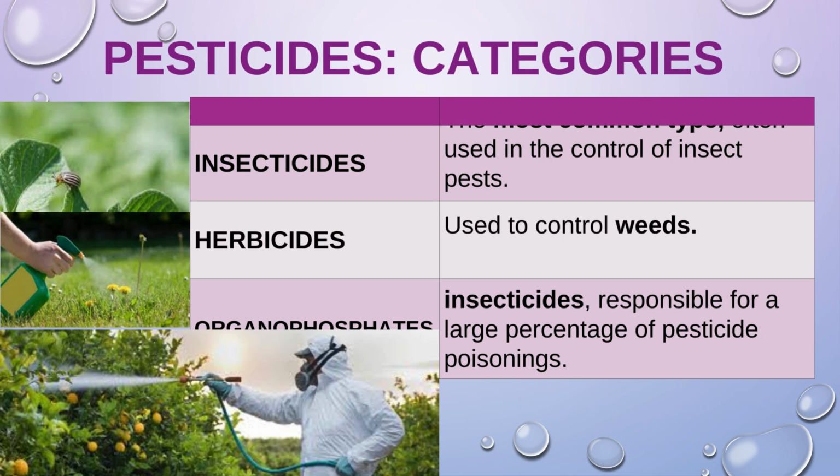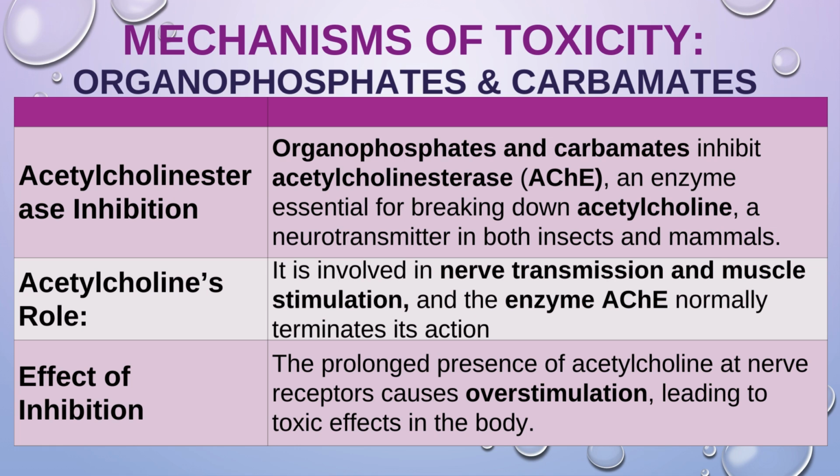So we have categories. We have the insecticides, herbicides, and organophosphates. If we wanted to control insects, we have insecticides. To control weeds, grasses, we have herbicides, and organophosphates. Organophosphate poisoning is common in the agricultural setting. Commonly associated with pesticide poisoning.